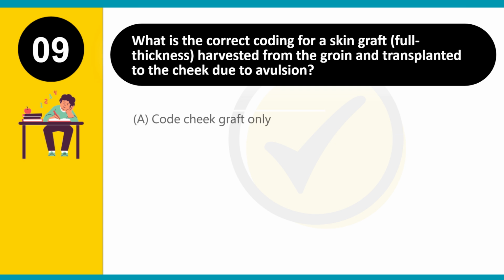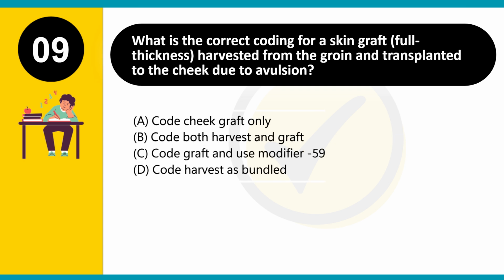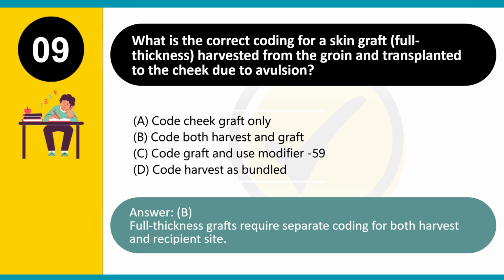What is the correct coding for a skin graft, full thickness, harvested from the groin and transplanted to the cheek due to avulsion? A. Code cheek graft only. B. Code both harvest and graft. C. Code graft and use modifier -59. D. Code harvest as bundled. Answer, B. Full thickness grafts require separate coding for both harvest and recipient site.